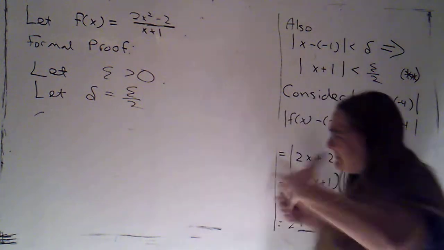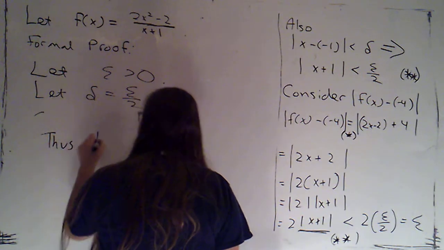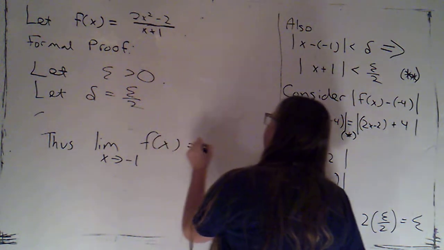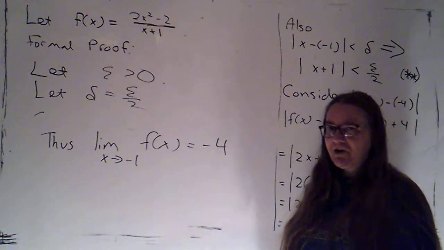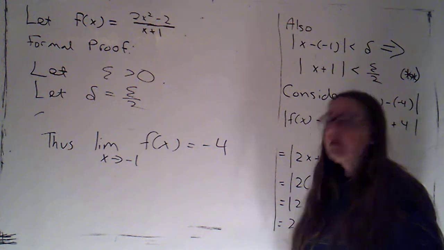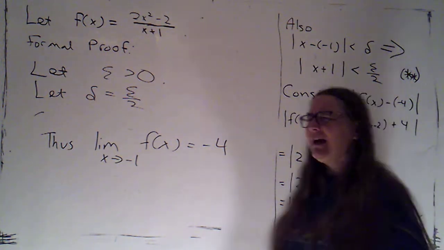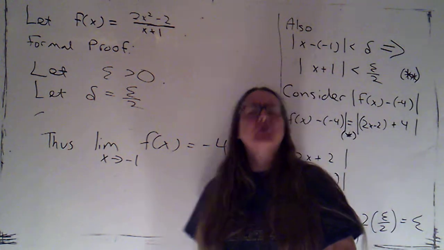Again, this is a convoluted enough process that I like to just say, thus, the limit as x approaches negative 1 of f of x is negative 4. That just makes it super clear to my reader that the reason I stopped was because I was, in fact, done. I had accomplished my goal. I wasn't just tired or bored or confused. Being done is a good reason for stopping.